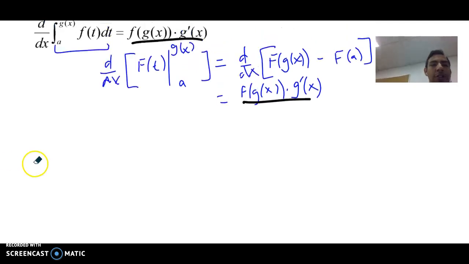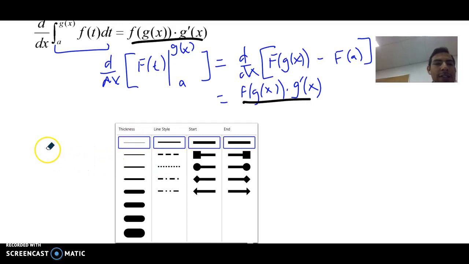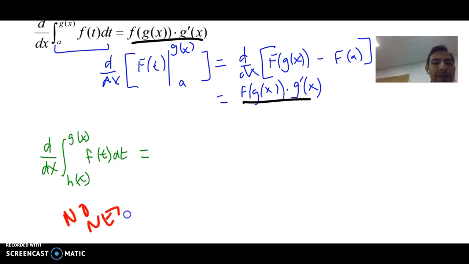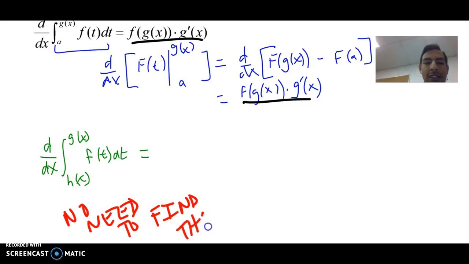The last thing I want to show you is something that I usually find helpful. What if we have a function in the top and the bottom of the integral and we're taking the derivative? So let's say we have h of x here and g of x. I'm going to skip the work because you shouldn't need to actually find the antiderivative. No need to find the antiderivative, because when you take the derivative of the antiderivative, you end up back where you started again.